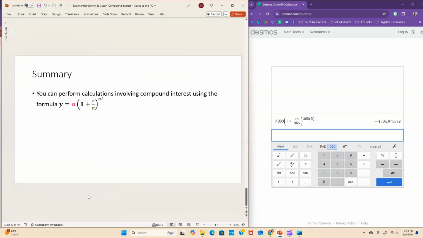$4,704.68. So remember, you can perform calculations that involve compound interest using a variation of the exponential growth formula, which is y equals a times (1 plus r over n) to the n times t.